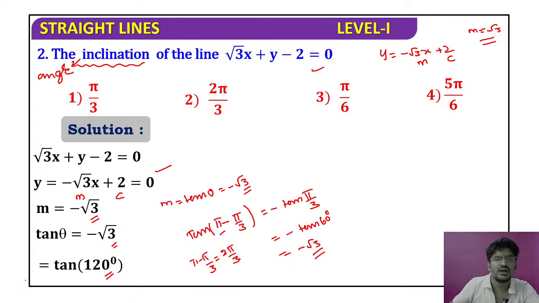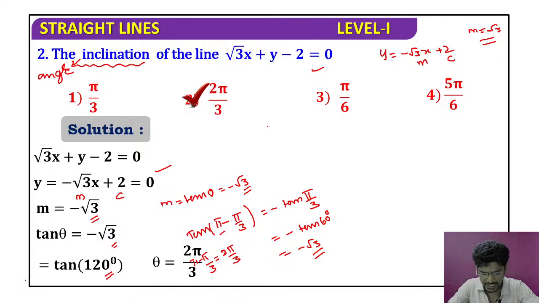So the answer is 2 pi by 3. Therefore that is option 2. Option 2 is going to be the right answer. Okay, very good. So nice. Most of you are replying with the correct answers.